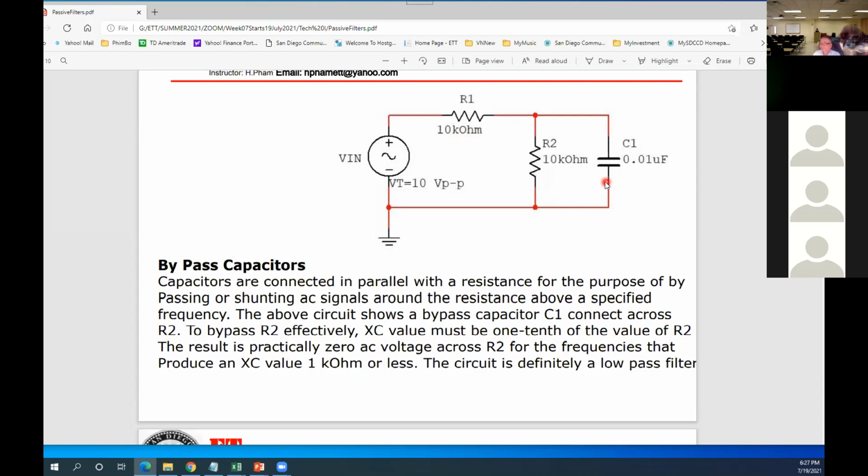Well, X of C is 1K, right? 1K, because you said it's got to be 1/10 of R2, and 1/10 of R is 1K. So actually doing the calculation, it must be 1 kilo ohm. Guarantee they can bypass any signal that goes here.